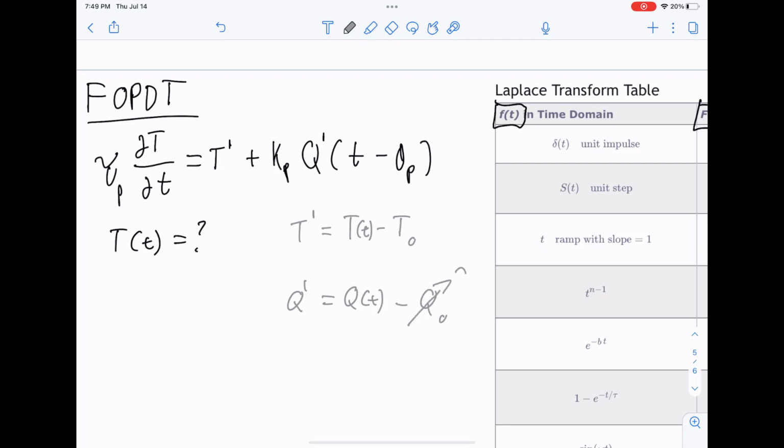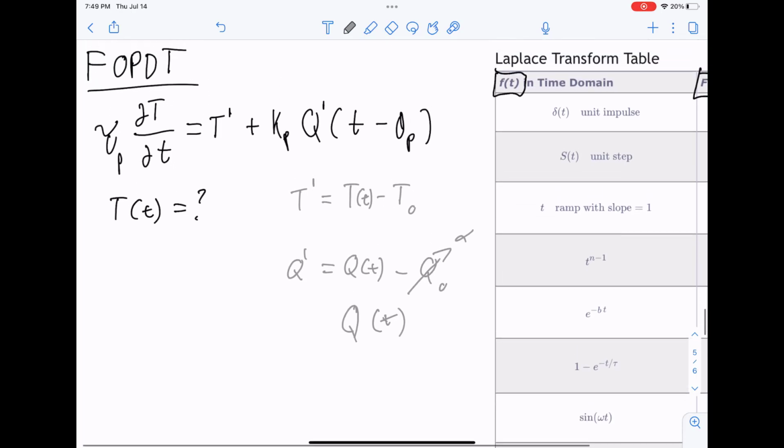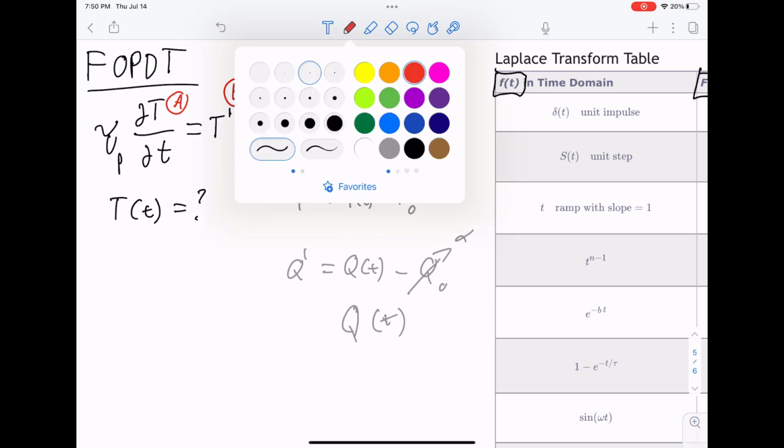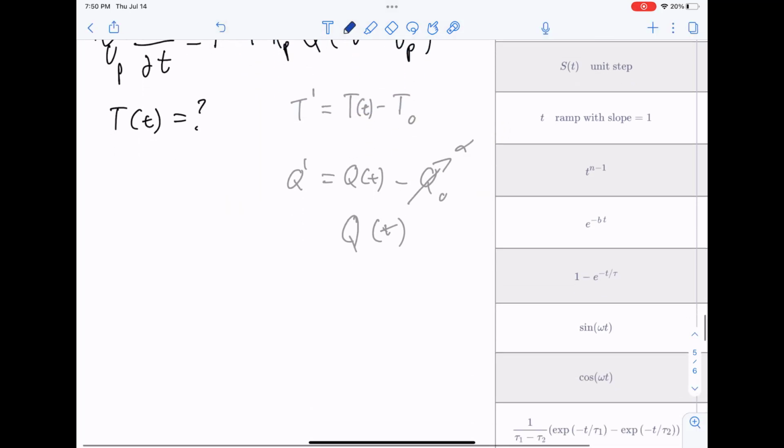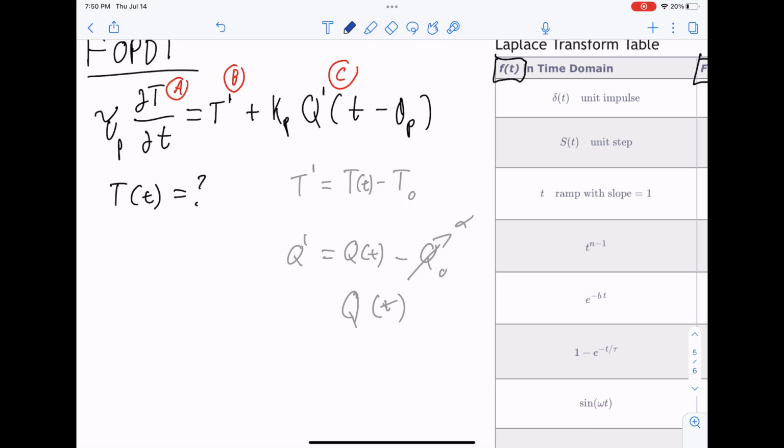And we'll notice that especially for that first one, that's 0. So it's really just Q at time t. Another thing to note real quick is that because Laplace transforms are linear operations, we can go ahead and chunk this into 3 separate terms. That makes it a little bit easier to write out and a little bit easier to tackle. So our first term, A, is the Laplace transform of tau p dT'/dt.